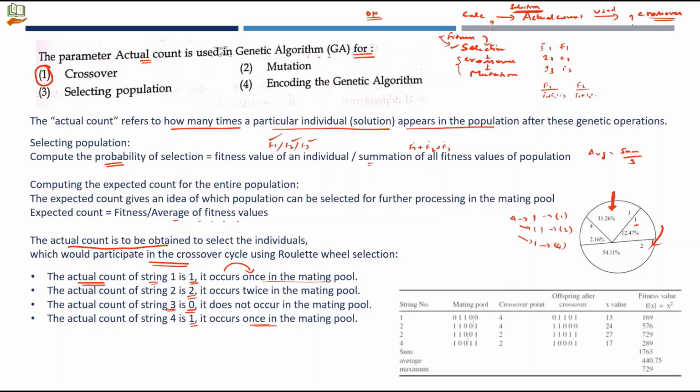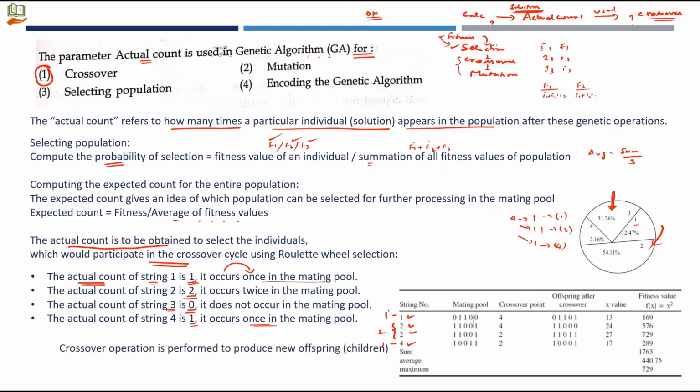Now let's see the diagram here. The first individual is having an actual count of 1, so it is occurring only 1 time. The 4th individual is going to occur only 1 time, so the 4th number is mentioned only once. What about the actual count of individual 2? It is 2, so it is occurring 2 times here. Count 2, count 1, count 1. How many times it is going to occur is the actual count.